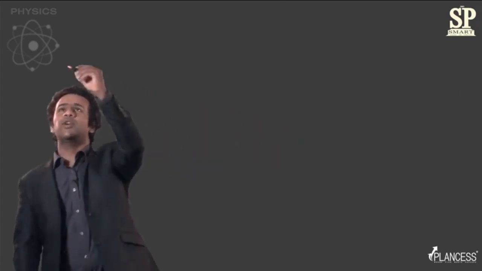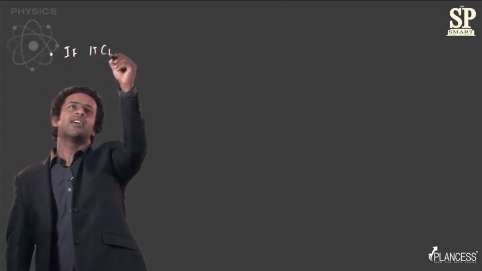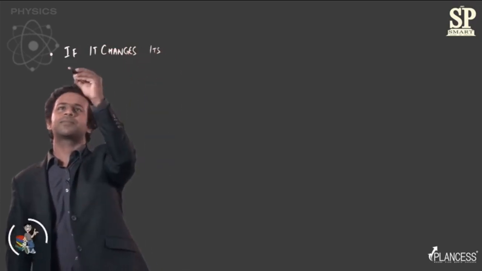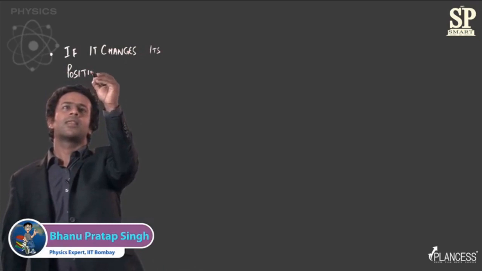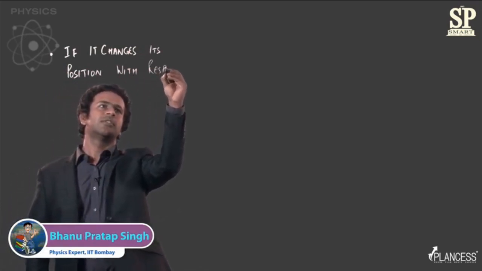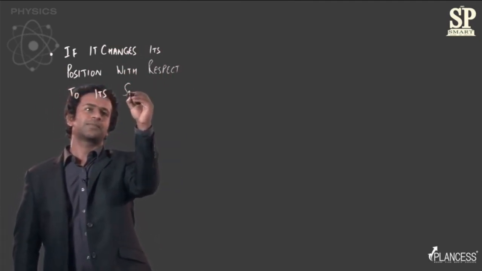So far, we have learned a lot of things about motion, but we have not yet defined what exactly motion is. So let's now look at the accepted definition of motion. A body is said to be in motion if it changes its position with respect to its surroundings.